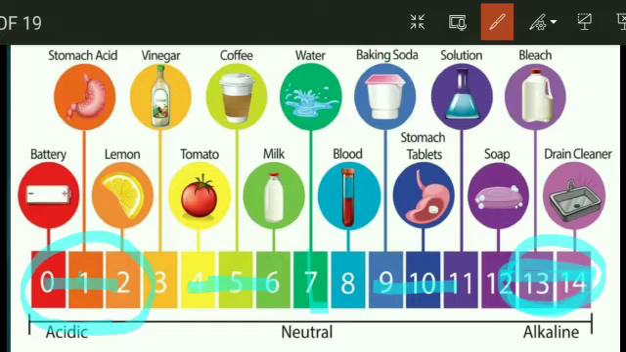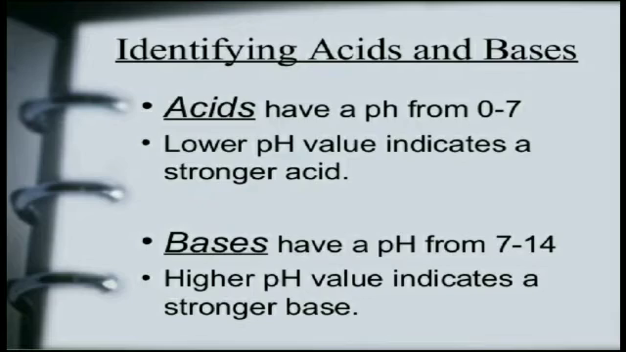So if the pH value is 2, is it a strong acid or a weak acid? Yes, it is a strong acid. If it is 8, explain the nature: that is a weak base. If it is 7 itself, it is neutral. It does not contain acidic nature or basic nature.